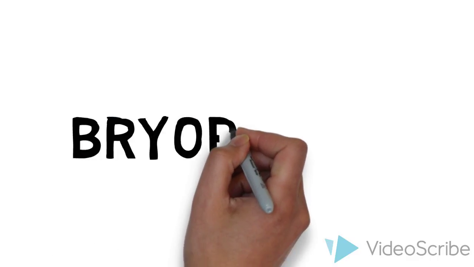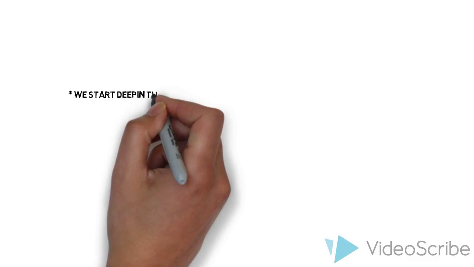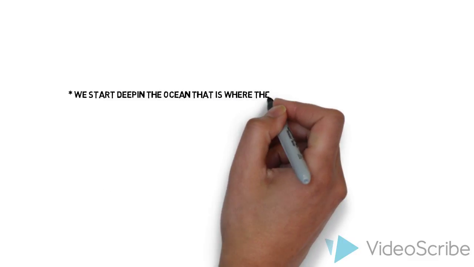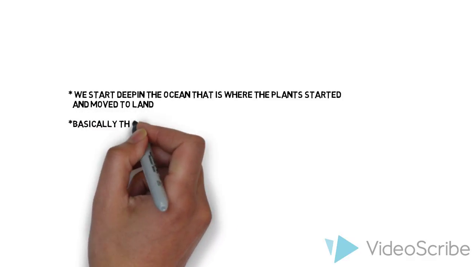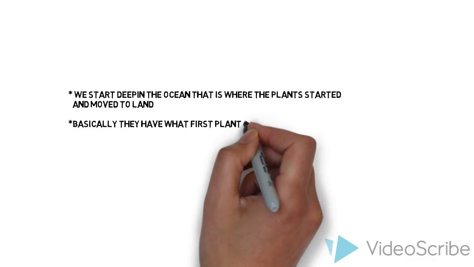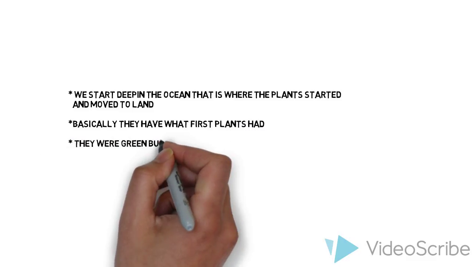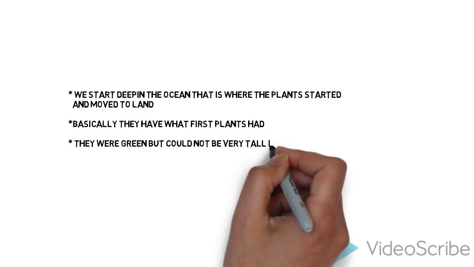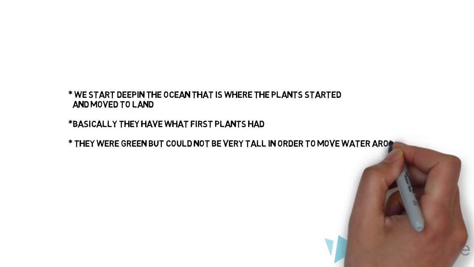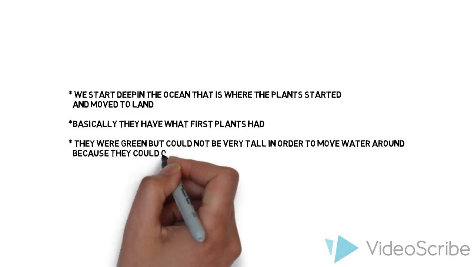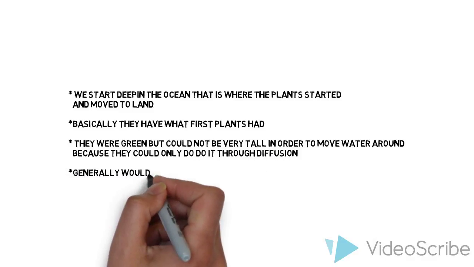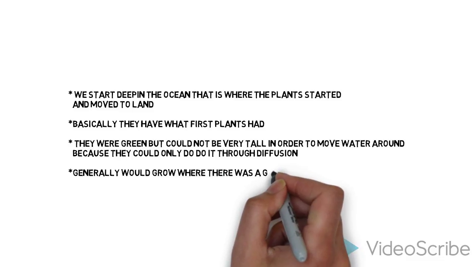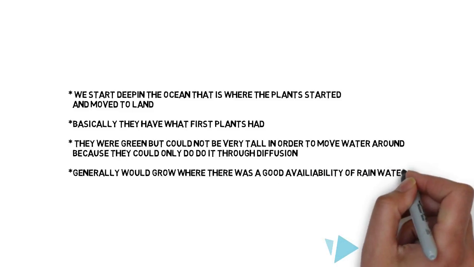Now we will briefly study bryophytes, which start deep in the ocean. That is where the plants started, and we move to the land. Basically, they have what the first plants had. They were green but could not be very tall because they were only able to move water through diffusion. Generally, they would grow where there was a good availability of rainwater.